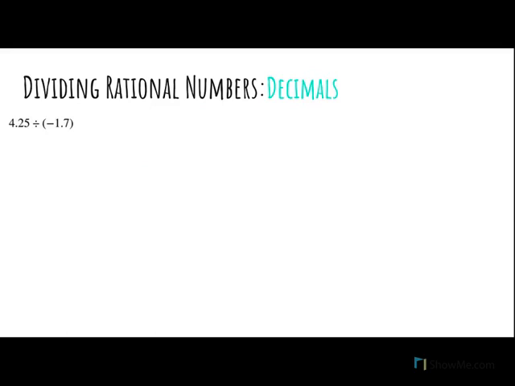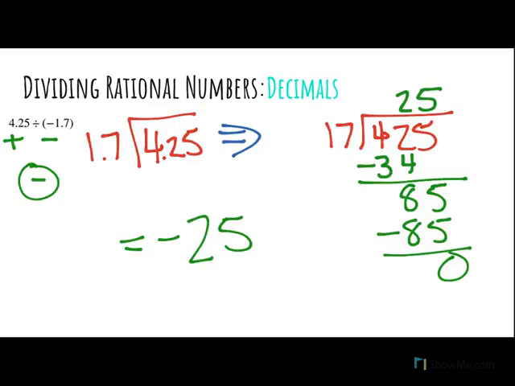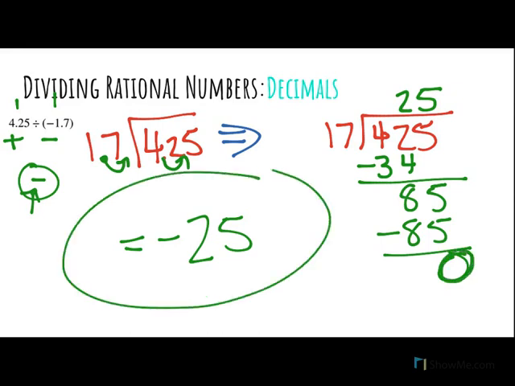One more example here. Why don't you go ahead and pause your video, try this one on your own. All right, a couple things I noticed right away. I have a positive number divided by a negative, which is going to give me a negative number. So I made a note of that. Then again, when I write this in my long division form, I can't have a decimal, so I need to move my decimal one spot, which gives me 425 divided by 17. If I go through my steps, I end up with a nice remainder of 0. So negative 25 is my solution.